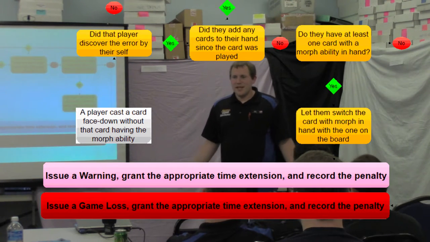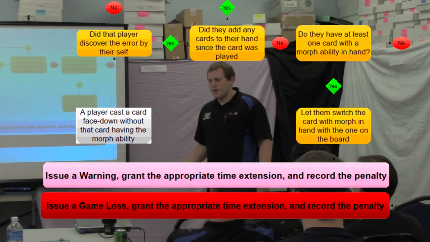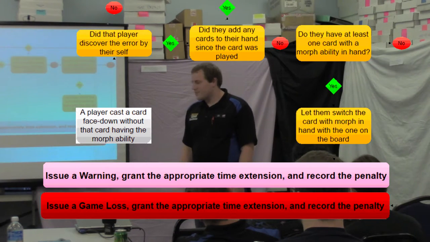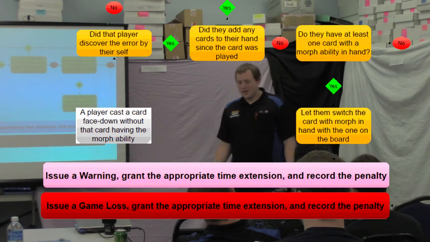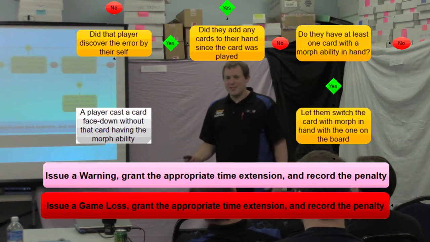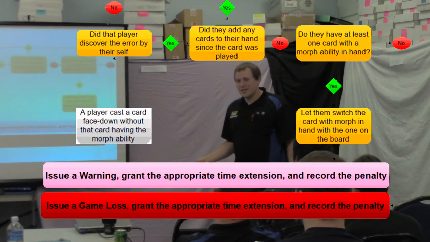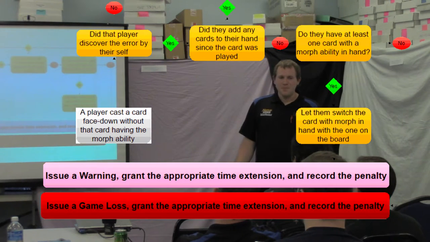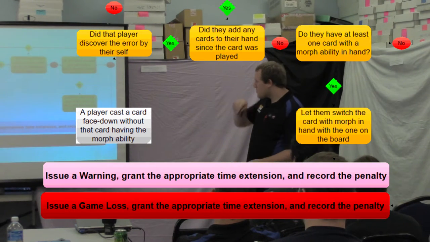And then we see, well, did they even have the opportunity to cast something in their hand legally with the morph ability? If the answer is yes, well, then we let them switch the card with the morph, put the one on the board. Really simple stuff there. But if they don't, if they just went savage cheats and said, you know, this really does look like that other card with morph in my sealed deck, then it's unfortunately going to be a game loss for them, because there's a significant error here that we have to mitigate. And this is the policy that we have chosen to mitigate it with.